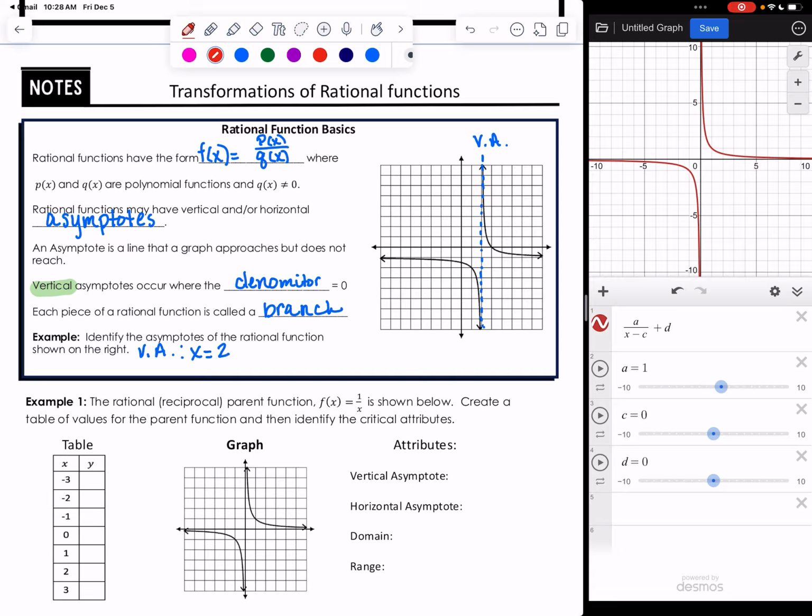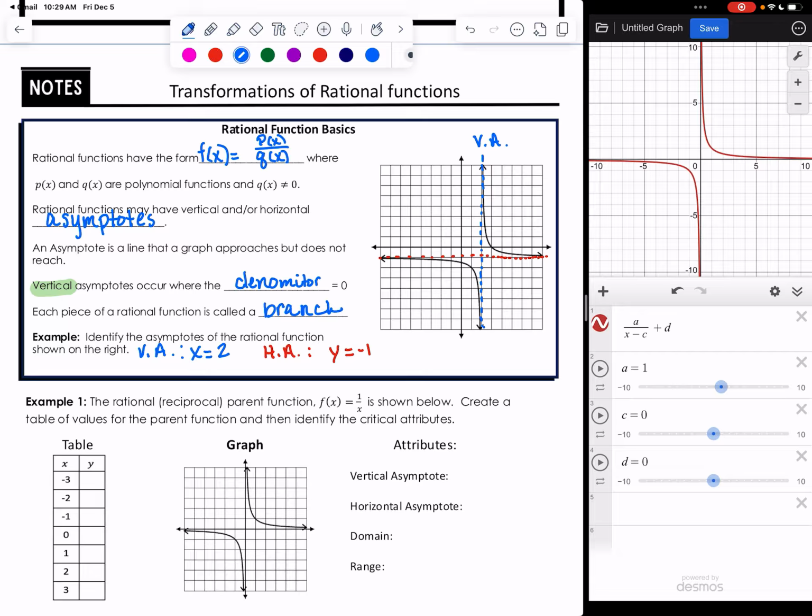Now, our graph also has a horizontal asymptote. I want you to study the graph and see if you can figure out where the horizontal line is that both branches approach, but they never cross. All right, welcome back. Hopefully you can see that both branches approach this horizontal line. So our horizontal asymptote would be y equals -1.